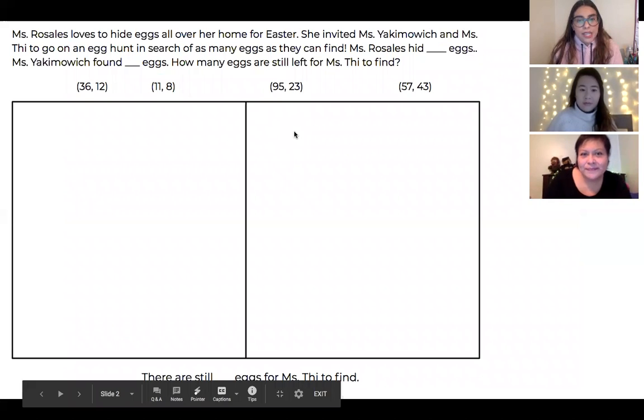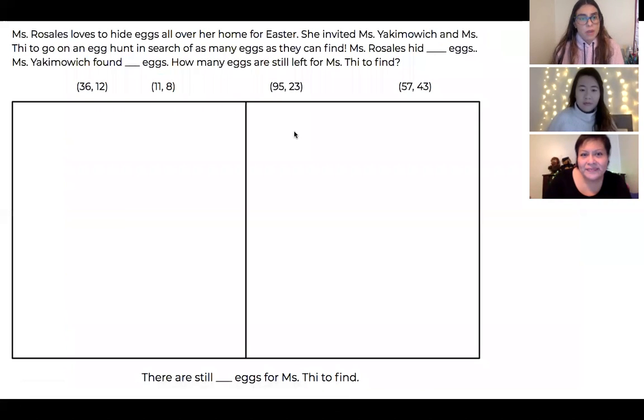And we're going to pick a number set. So let's look at our numbers. We have 36 and 12, 11 and 8, 95 and 23, and 57 and 43. And remember, I mixed up the number sets so that we're not used to having them in the same order, so we can choose whichever number set we want to. We can either challenge ourselves or we can do something simple. So it's up to us.